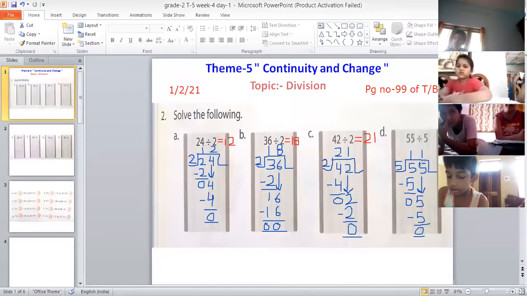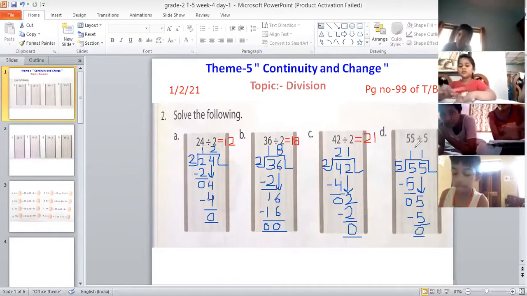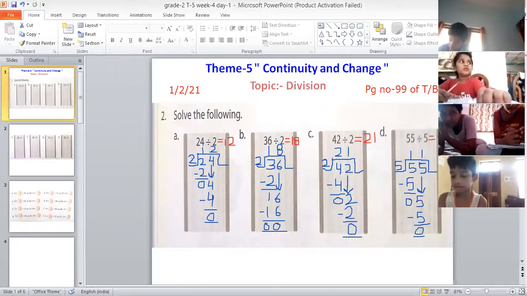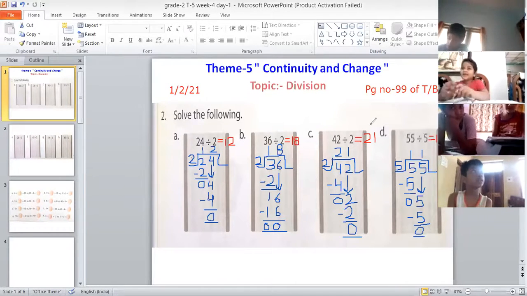Tanishka, now tell me what is the answer? 0, ma'am. The answer is not 0. Whatever is our quotient, that is our answer. The answer is never 0 here. What is the quotient here? 11, ma'am. Yes, so this is our answer. Beside this question, we will put an equal to sign and then we will write 11. 11 is our answer.